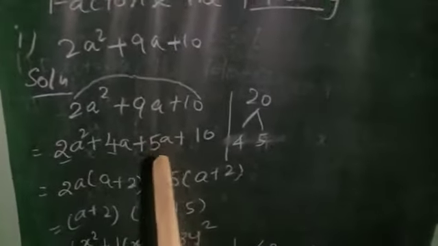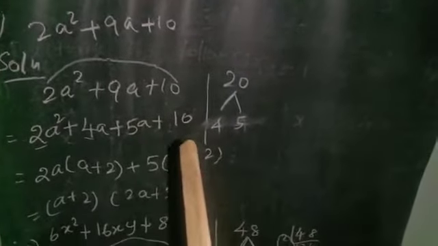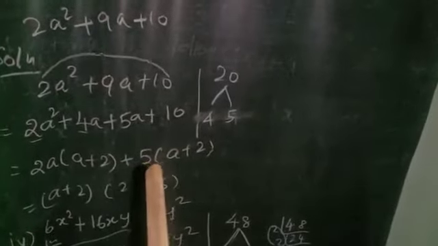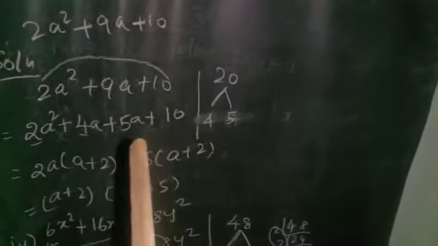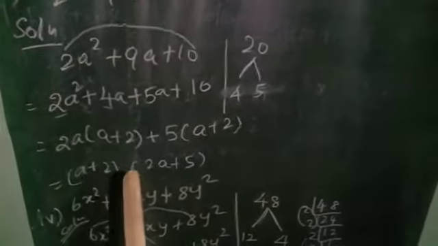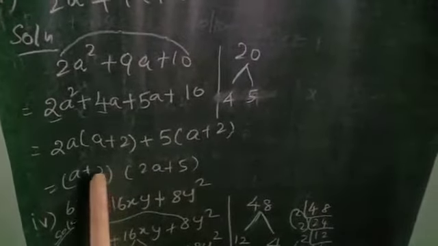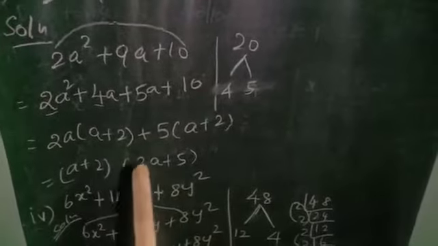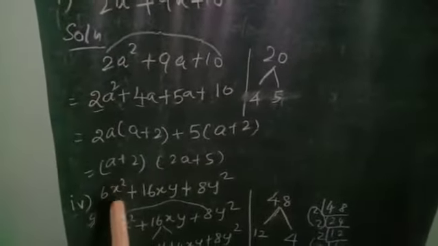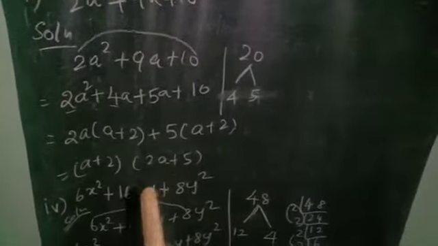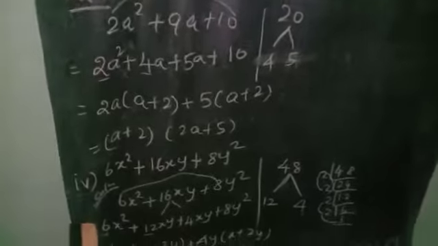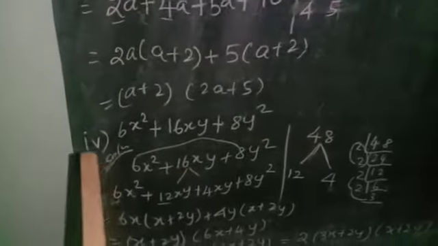Next we see the third and fourth terms. What is the common one? 5 is a common one. So we take plus 5 outside, then we get a plus 2. So the common factor is a plus 2 into 2a plus 5. Therefore a plus 2 and 2a plus 5 are the factors of 2a square plus 9a plus 10. Okay. Now we see the fourth subdivision.